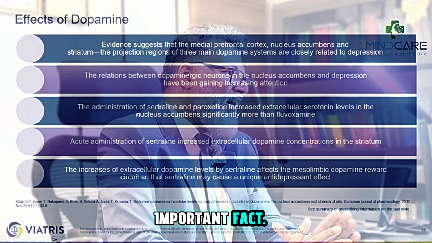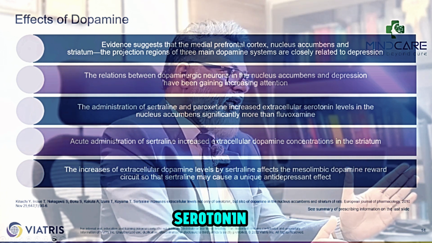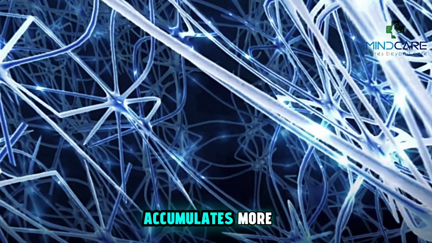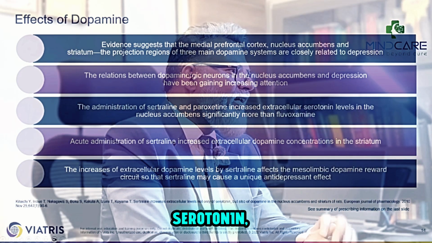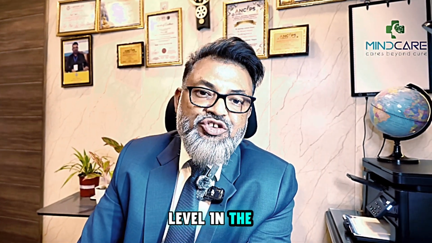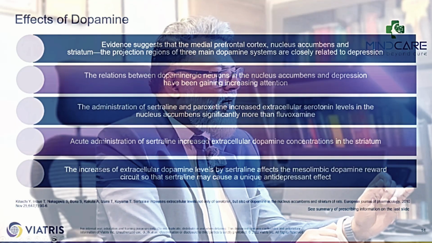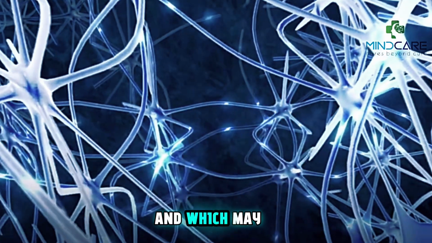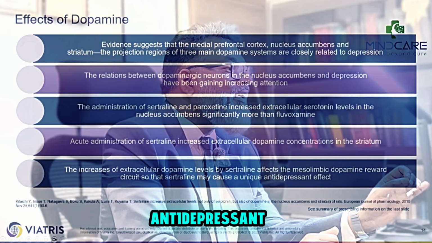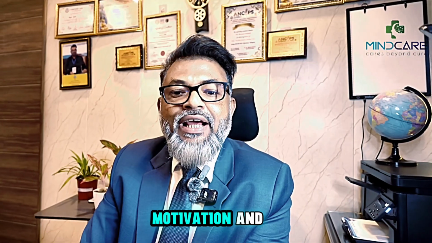This is the most important fact. Sertraline and paroxetine both increase extracellular serotonin in nucleus accumbens more effectively than fluvoxamine. But beyond serotonin, acute administration of sertraline raises extracellular dopamine level in the striatum. And this dual serotonergic and dopaminergic effect influences the mesolimbic reward circuit, which may account for sertraline's unique antidepressant profile, particularly its ability to improve motivation and pleasure.